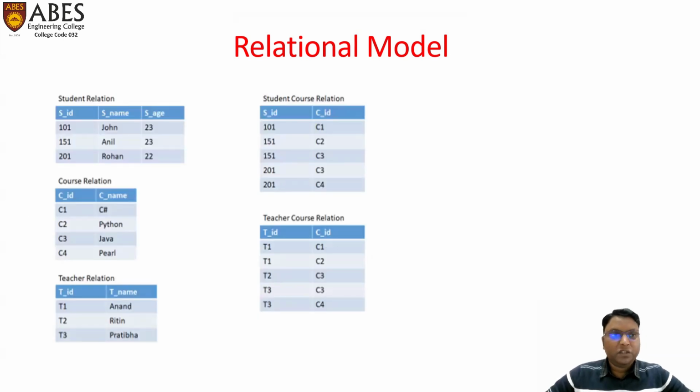By this way, we can store the data. As you can see that there is a relation. The name of the relation is student relation, and we have several entries like student ID, student name, student age. So student ID, student name, student age, these are the columns, and it is also called as attributes. And for example, if you consider first column like student ID 101, name John, and age 23, it is considered as a tuple. So we can store the data in the form of row and column.